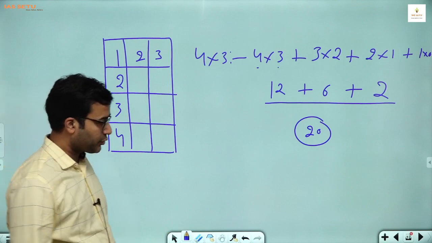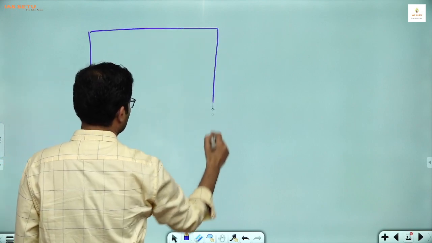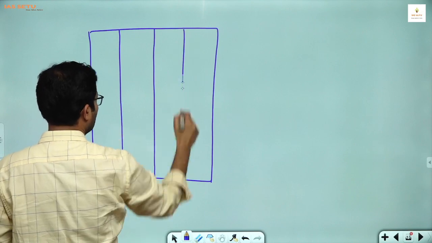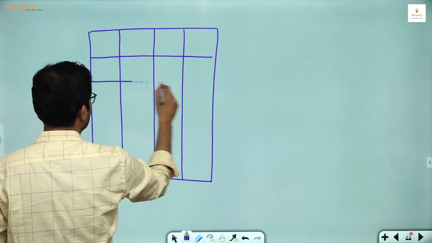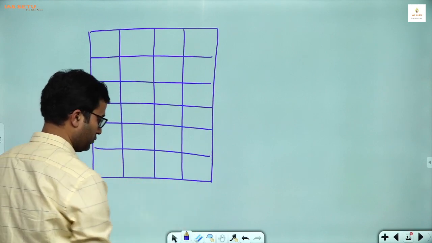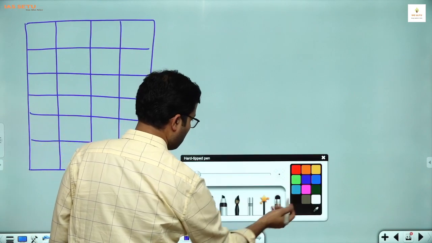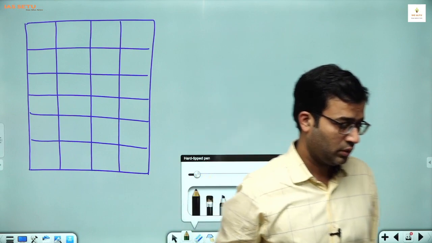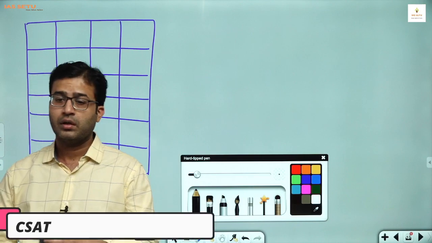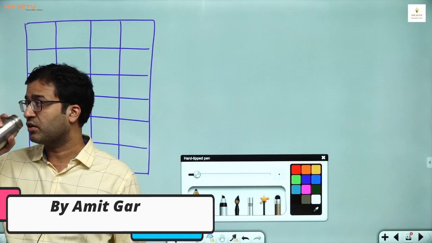Very good. I ask you one question. Take your time, just see how many squares are there in the given figure.